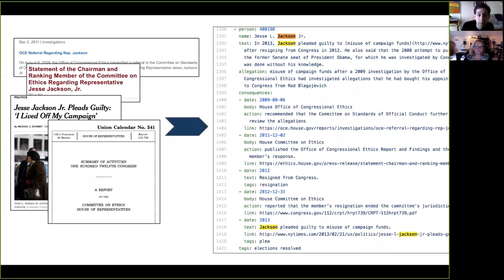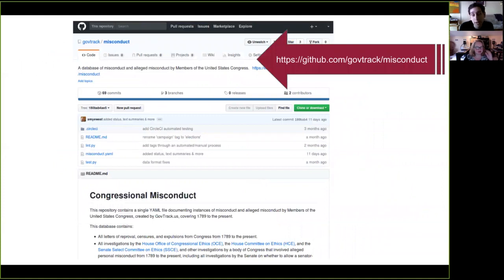Our data set is available on our GitHub page at github.com/govtrack/misconduct, and it's available in YAML and CSV formats for download, and it is dedicated to the public domain using Creative Commons 0.